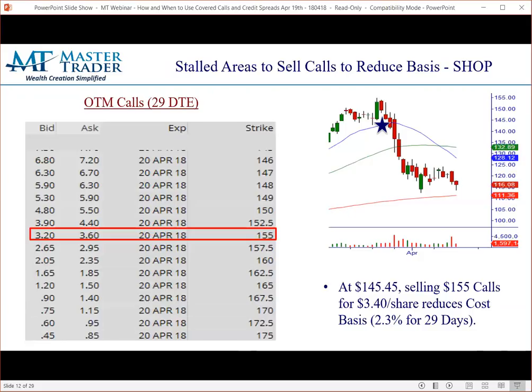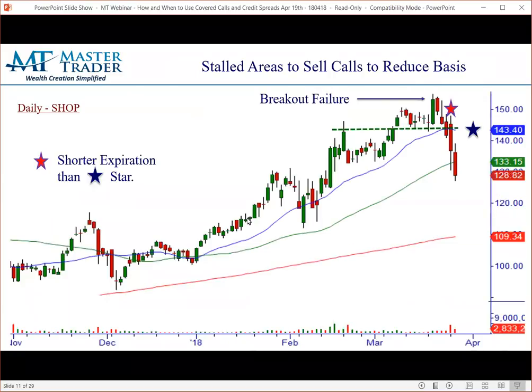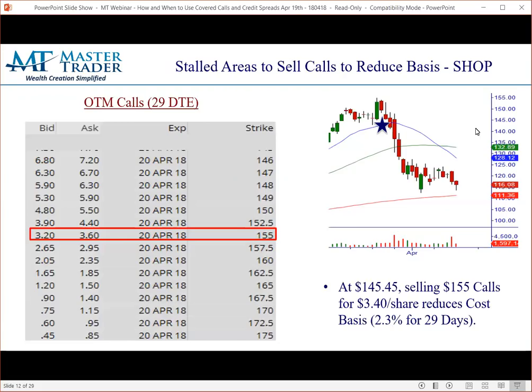And that is the amazing additional return you are getting by selling these calls. We're very specific when we sell these, but it broke this support. It had a breakout failure, and then it traded under this low. Now we have the confidence to say, hey, Mr. Call Buyer, I will gladly enter into a contract with you for you to buy my shares at 155.